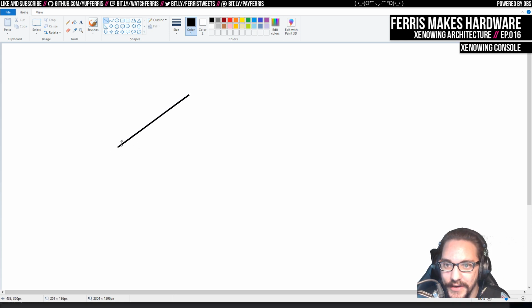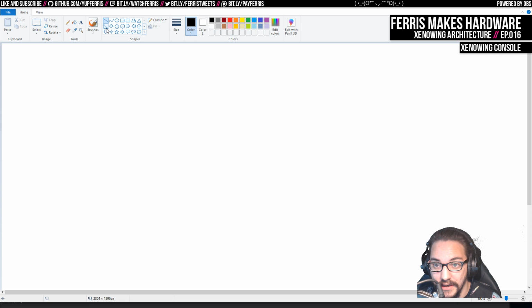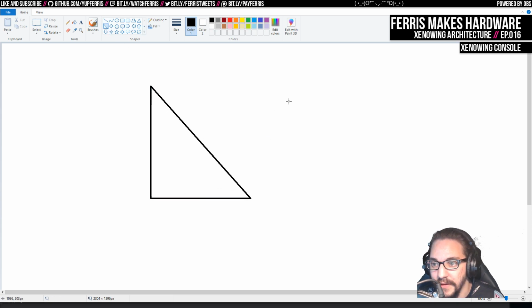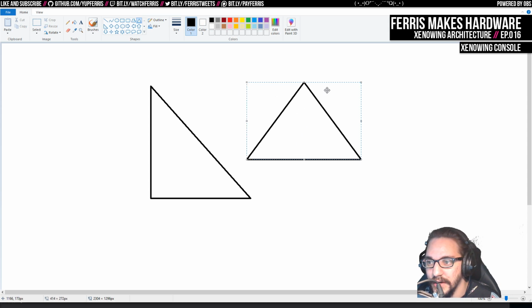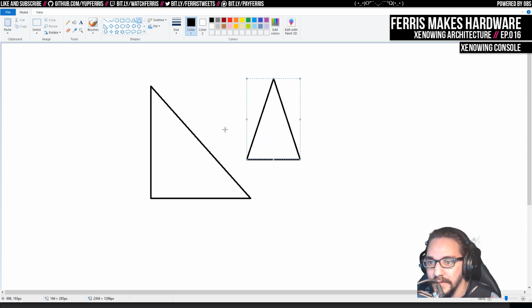So let's say we're drawing a triangle. Really, can I not just have that drawn? Do I have to move that? Why don't I just draw a triangle? Good enough. So if you're drawing a triangle, actually I want a different kind of triangle. Something like that is more my style right now.